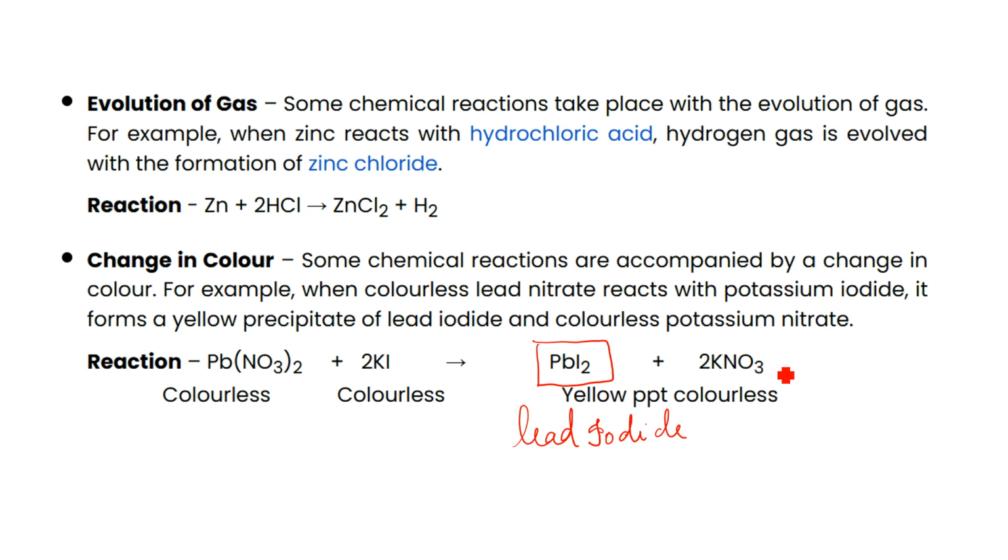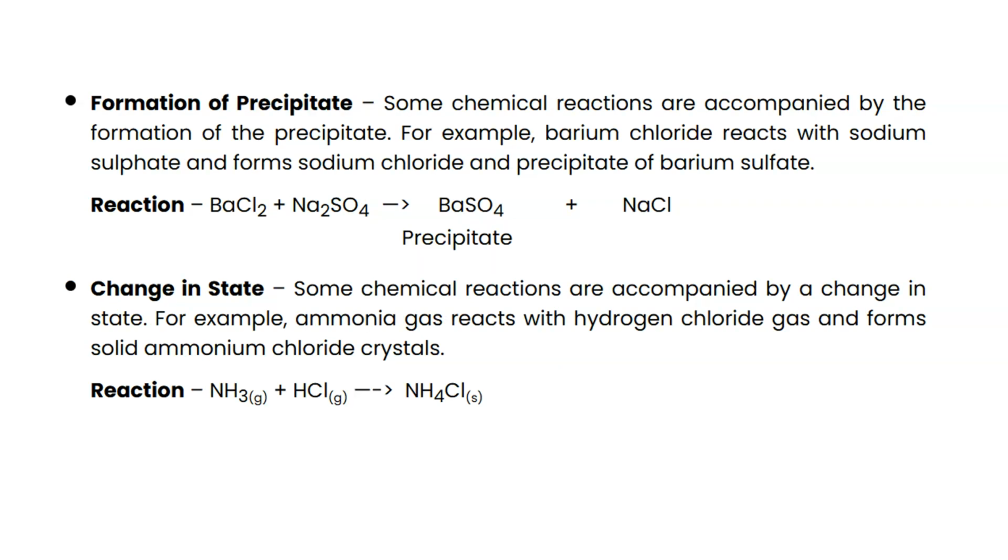And you have KNO3, potassium nitrate, which is a colorless solution. So you get a precipitate which is yellow in color, and potassium nitrate is a colorless solution. So when you mix two colorless solutions like lead nitrate and potassium iodide, you get a yellow colored precipitate which is lead iodide. So you can see the color change.